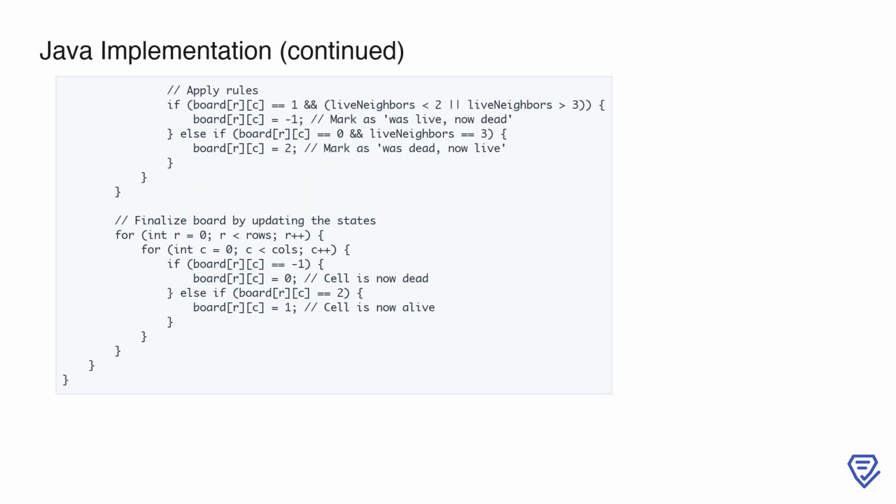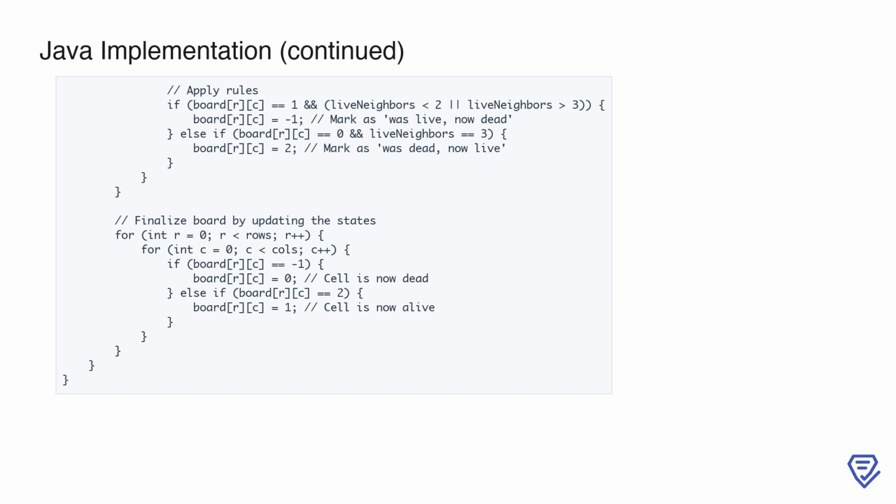Next, we apply the rules of the game to determine the new state of the current cell. If the cell is currently alive, indicated by a value of 1, and it has fewer than 2 or more than 3 live neighbors, it dies due to underpopulation or overpopulation. To mark this transition, we set its value to -1, which means was live, now dead. On the other hand, if the cell is currently dead, indicated by a value of 0, and it has exactly 3 live neighbors, it becomes alive due to reproduction. We mark this transition by setting its value to 2, which means was dead, now live.